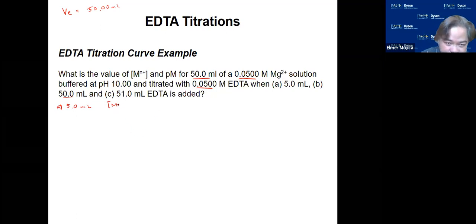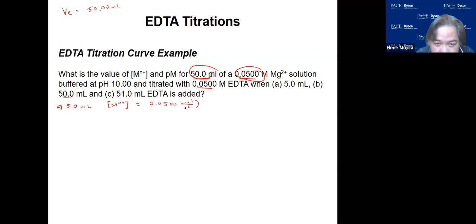So Mn+. How are we going to get the concentration of the Mn+? Maybe we can use this value here, times 50 mL, so that is also 0.05 liters. And what else? Can we subtract the moles of EDTA added? So that is just what?